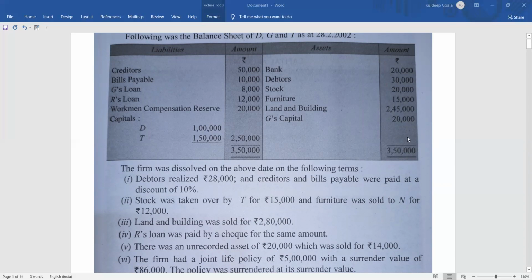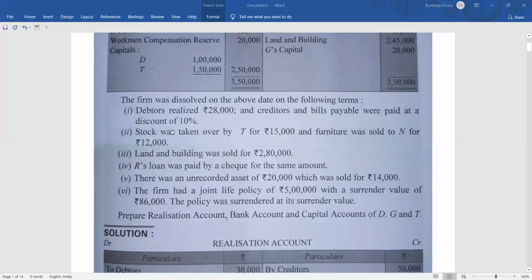Now we will go to the adjustment. Now we'll see what is in the adjustment. The firm was dissolved on the above date on the following terms. Okay. So first thing, debtors realized 28,000. We have got the money from debtors 28,000. Don't be in a hurry. We'll see how much is the total amount of assets realized and we will give the total asset realized at a time. Whatever we get by selling, we will give all of it together for the asset.